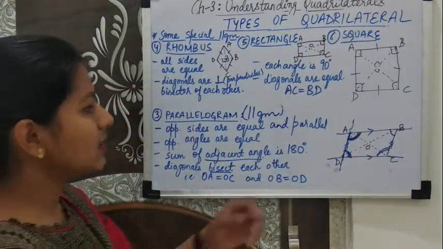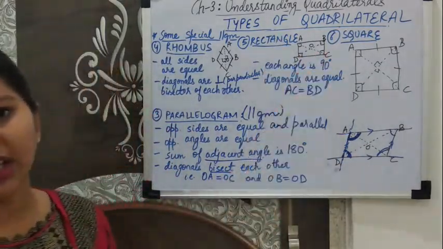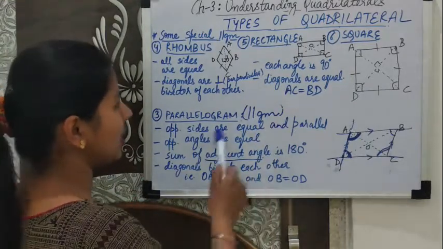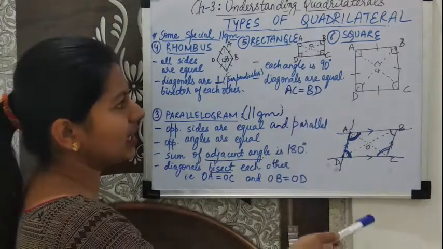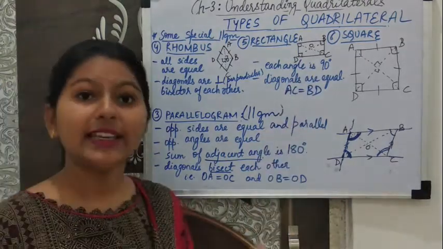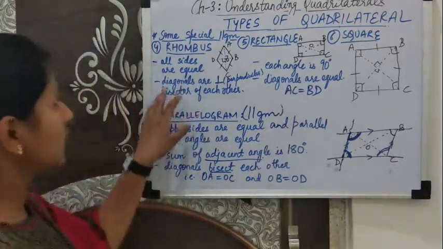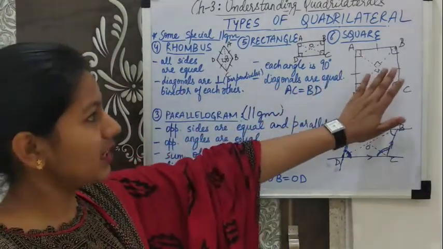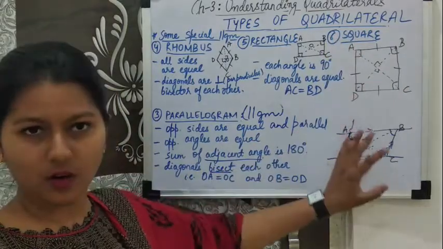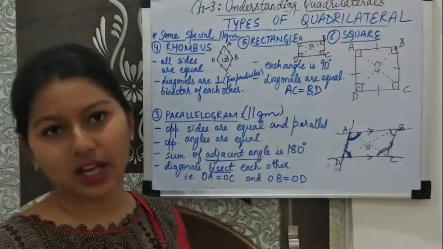Rectangle बन जाएगा. ठीक है, क्योंकि इसके सारे angles क्या बन जाएंगे? 90 degree. बाकी सारी चीजें हैं, opposite sides are equal and parallel. Diagonals bisect भी करेंगे पर साथ ही साथ इसके diagonals equal भी हैं. ठीक है, ये था आपका रोम्बस, ये था रेक्टेंगल एंड द लास्ट वन बट द हीरो ऑफ ऑल क्वाड्रिलेटरल इज स्क्वायर.